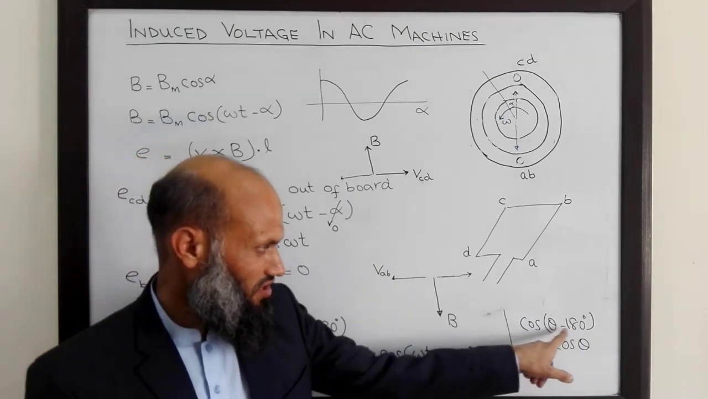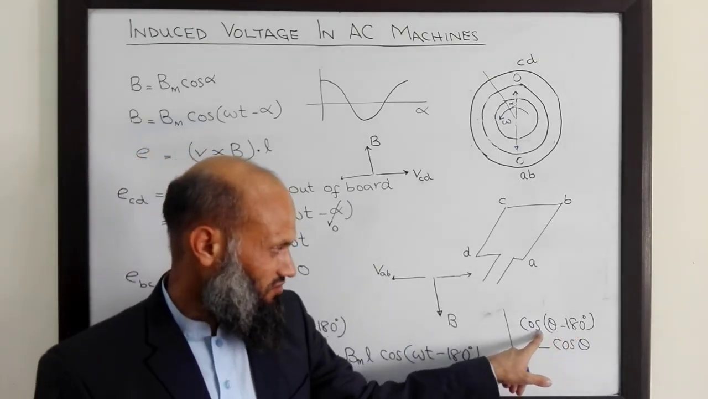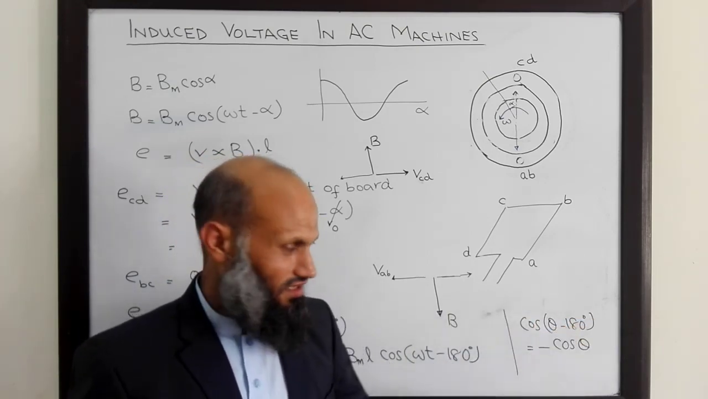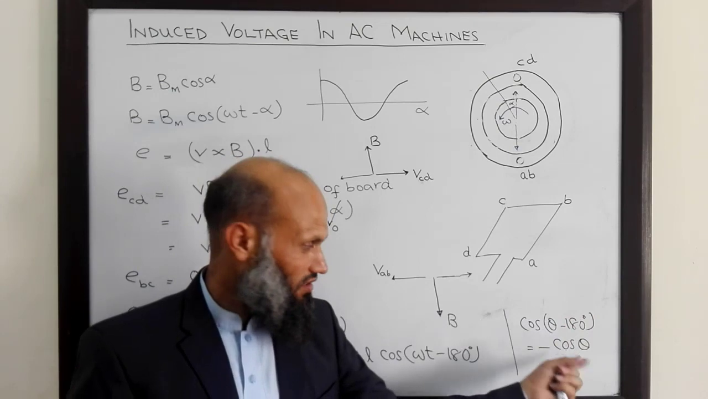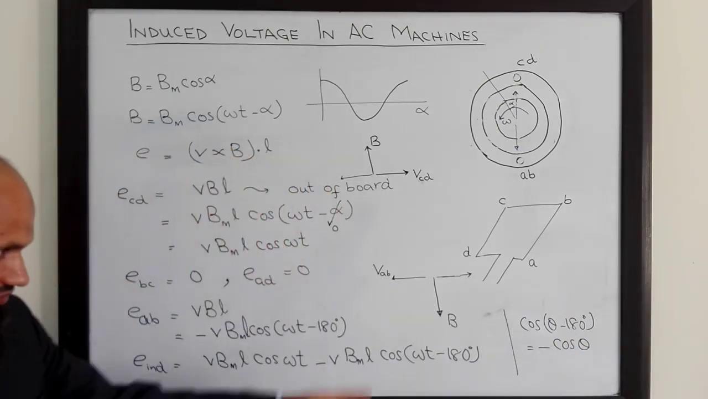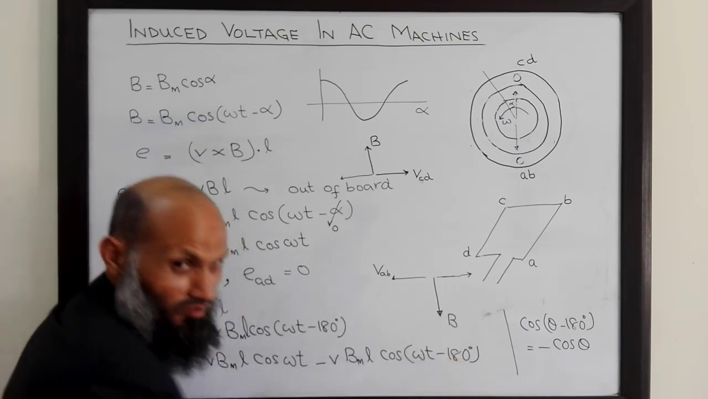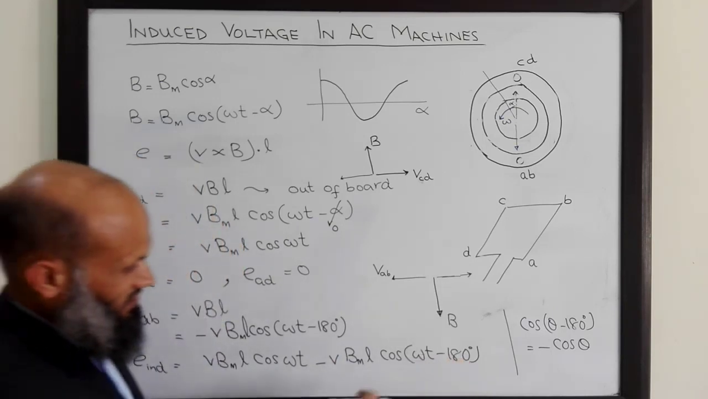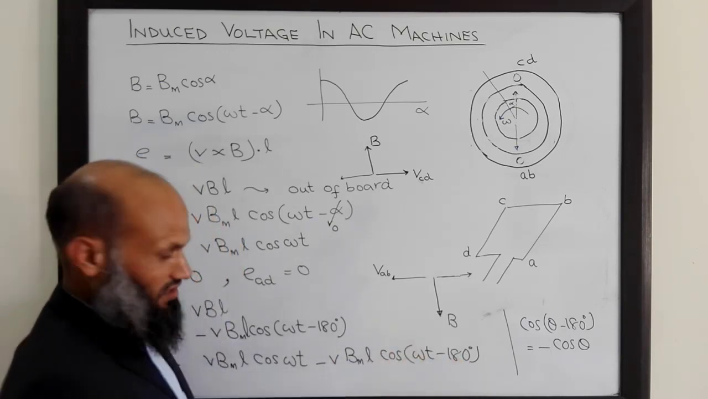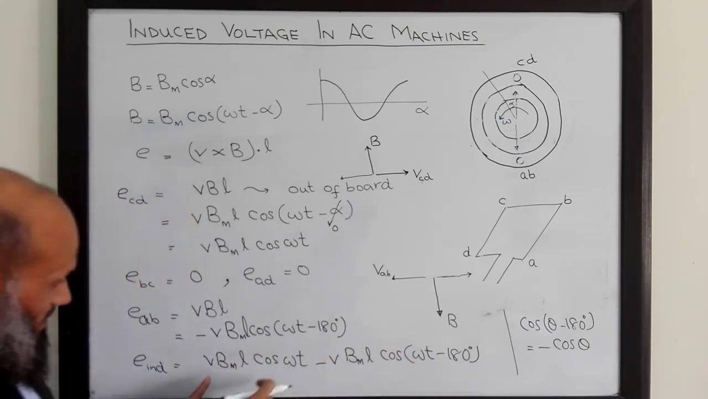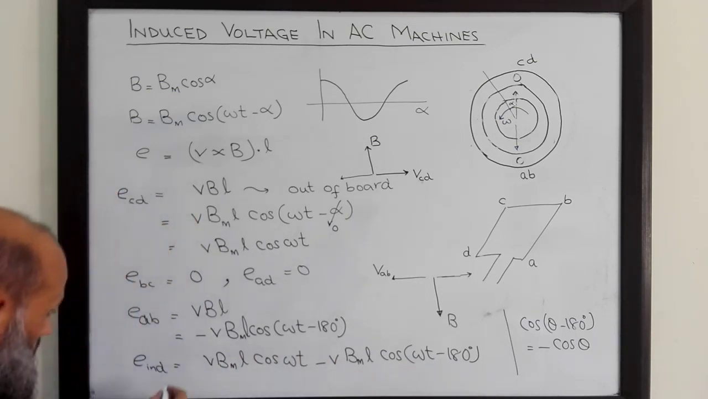That is, cosine of theta minus this angle is equal to cosine of theta multiplied by cosine of this angle, minus sine of theta into sine of this angle. So by that trigonometric relation you can verify it. Therefore, this cosine of omega t minus 180 degrees is equal to minus cosine of omega t. That negative sign cancelled out with this one, and this term added with this one.